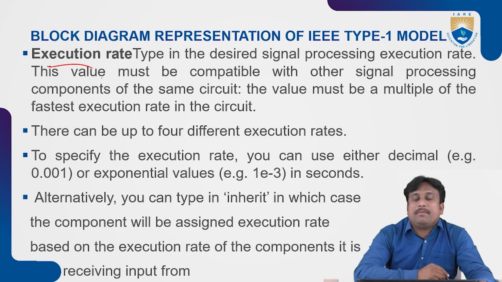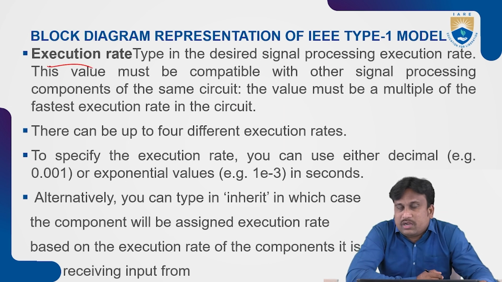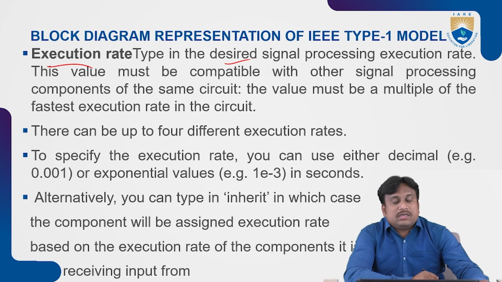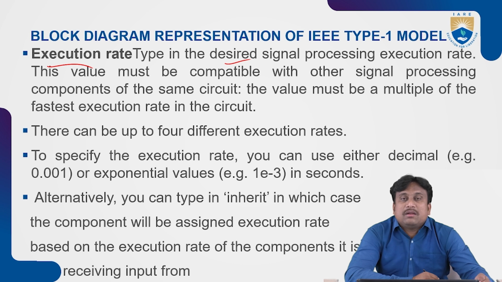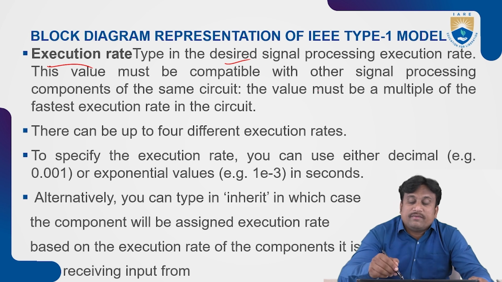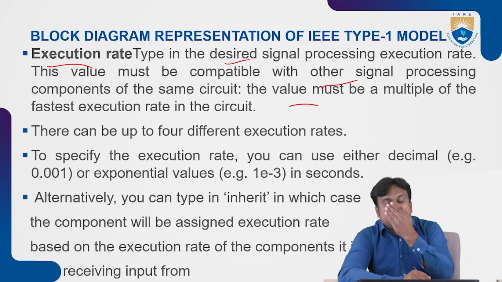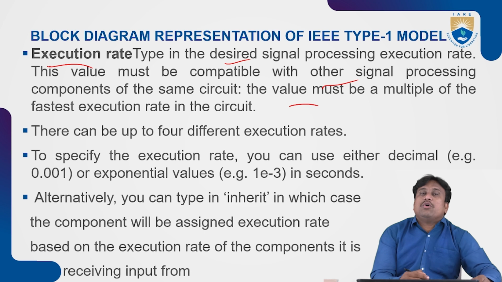We have some parameters related to the IEEE type 1 model. The first one is the execution rate. Type in the desired signal processing execution rate. This value must be compatible with other signal processing components, which may be of the same circuit or different in nature. The value must be a multiple of the fastest execution rate existing in the whole network.